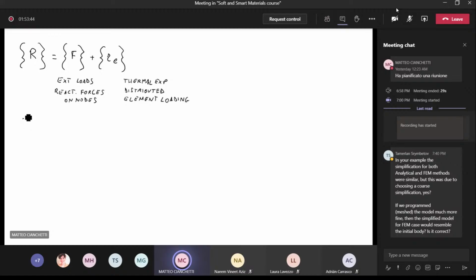Now, we have that the sum for all the elements E, that goes from 1 to n, the number of elements, of R E, plus the sum, again, for all the elements from 1 to n, of R E I, plus F should be equal to 0, enforcing the equilibrium of forces of all nodal forces.